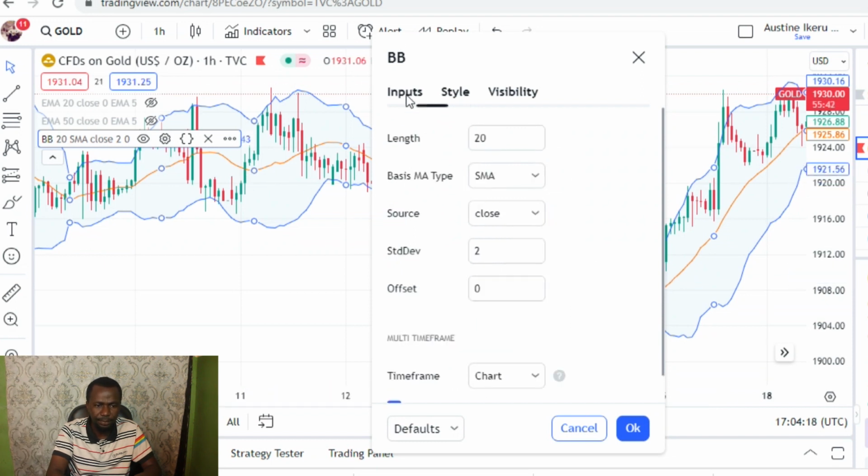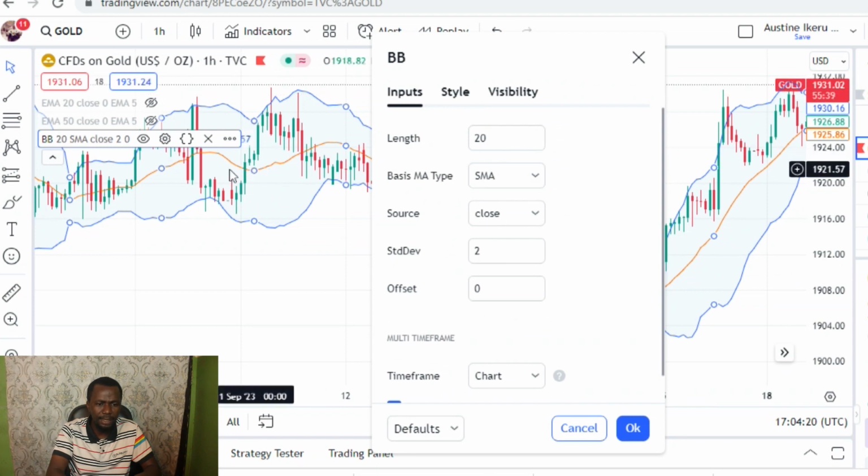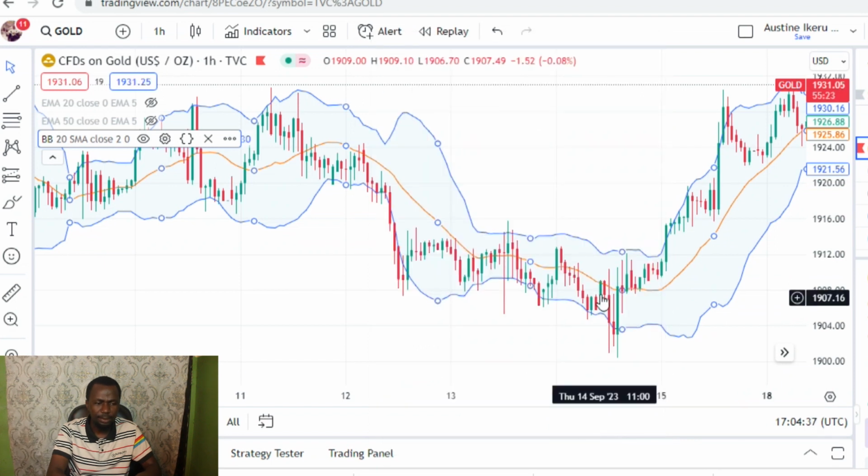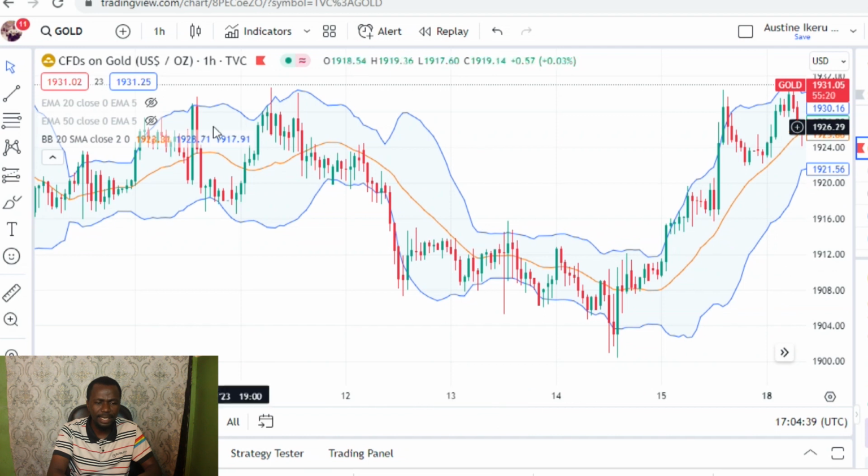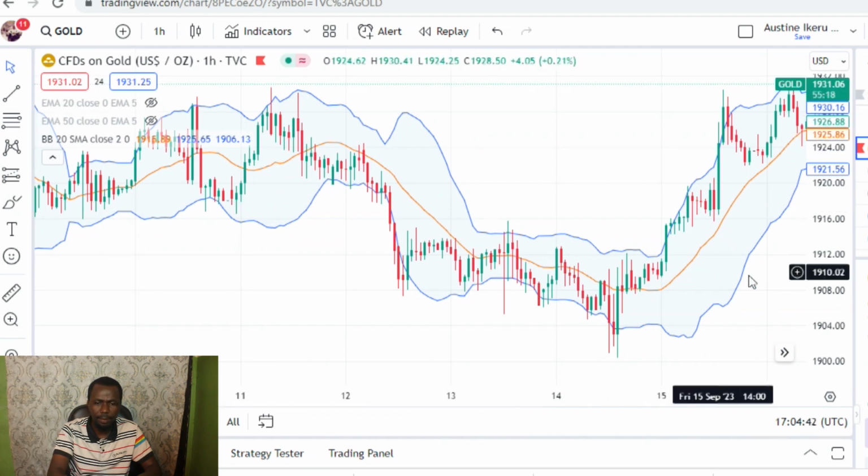Go to the input. So the middle band is the 20 simple moving average. You can see it, 20 SMA, which is this middle band, the 20 moving average, right? Then this upper band, there are the 2 standard deviation. So like I said, use the default setting of the Bollinger Band, right? So this is how a Bollinger Band looks like in a live market, right? So this is what I'm telling you about.